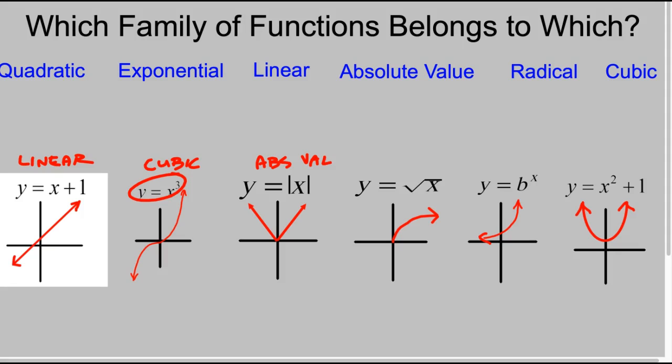This next one is like half of a tipped over parabola, and because you can't have a negative inside the radical, that's why it doesn't go down in negative land, right? So it's not down there. So it's going to be a radical. So that one's a radical function. All right, then the next one is going to be this whole unit that we're covering right now. This is exponential. So that's kind of a new one.